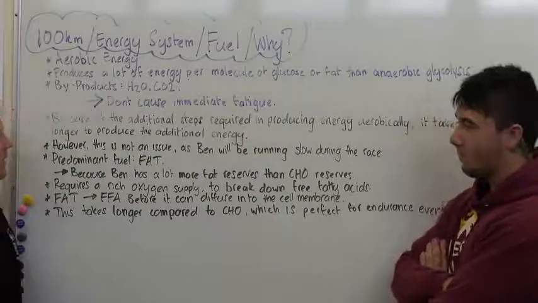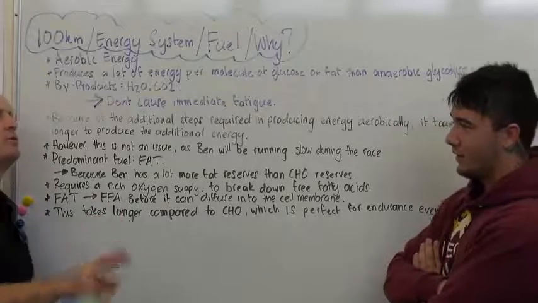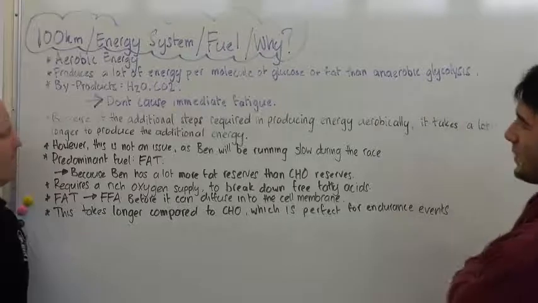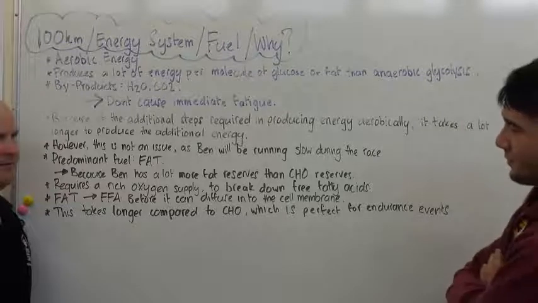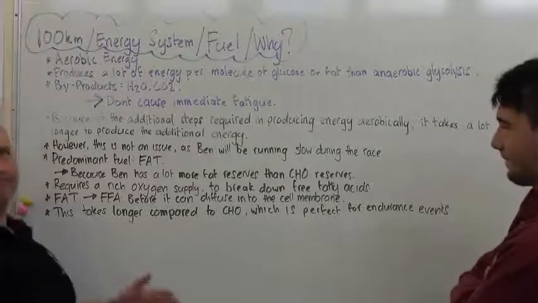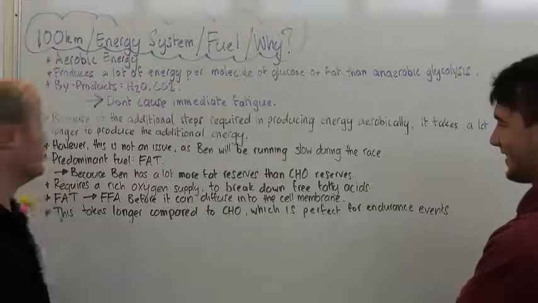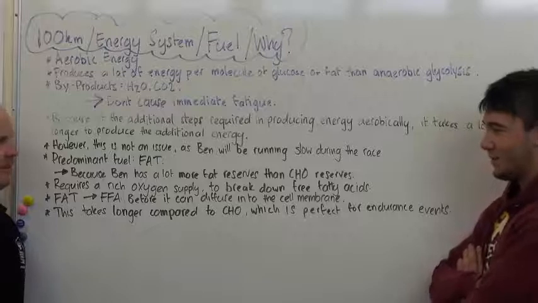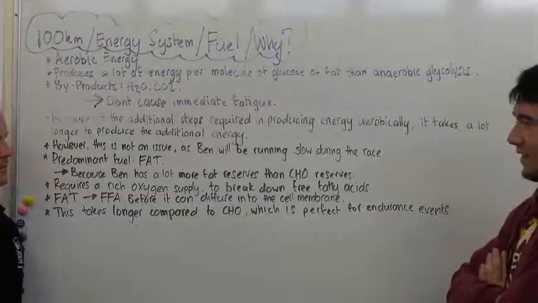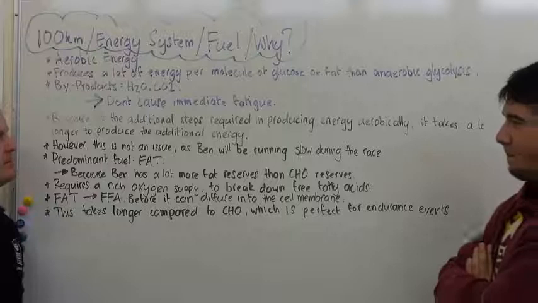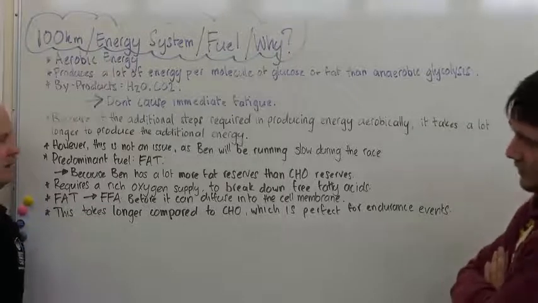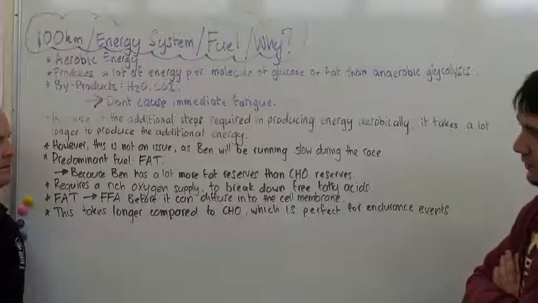Alright, so what is the main fuel source he's going to be using? He's going to be using fat. Good. Because he has a lot more fat reserves than carb reserves. Good. But it requires a rich oxygen supply to break it down into free fatty acids. Good. And what do we need to do to fat before it gets into the cell? We need to break it down to free fatty acids before it can diffuse across the cell membrane.